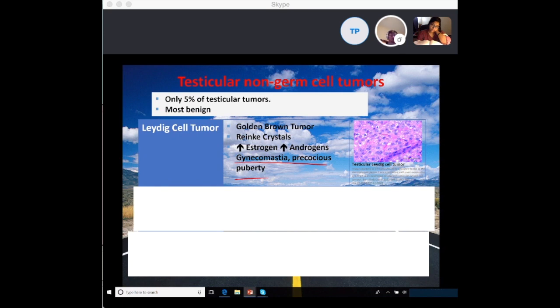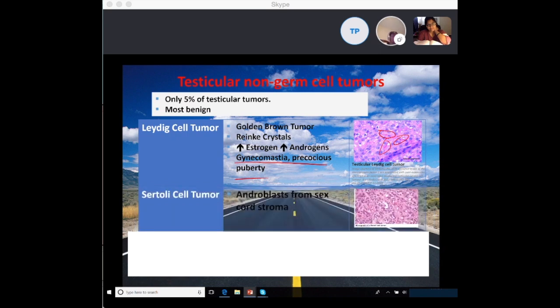Classically, these tumors have a golden brown color, and on histology, you can see Reinke crystals within the cells. So the Leydigs have the Reinke crystal. I actually totally forgot about that till just now. Sertoli cell tumors can also secrete estrogens, which can lead to gynecomastia and impotence, and they are often called androblastomas.